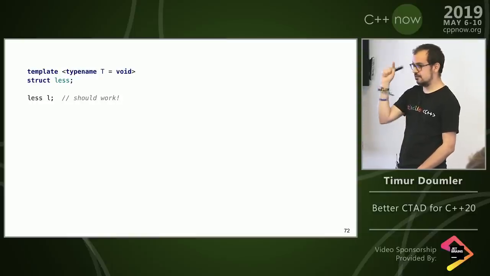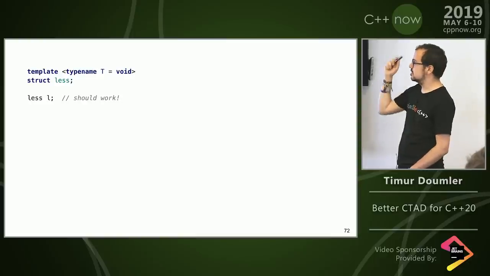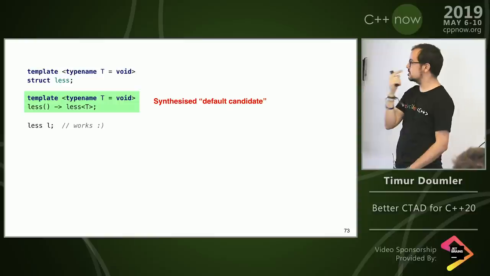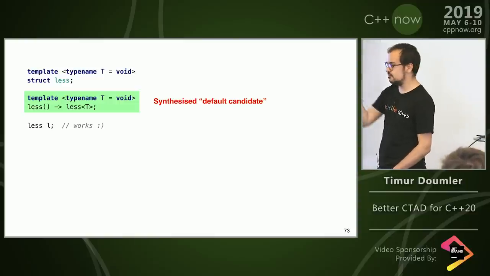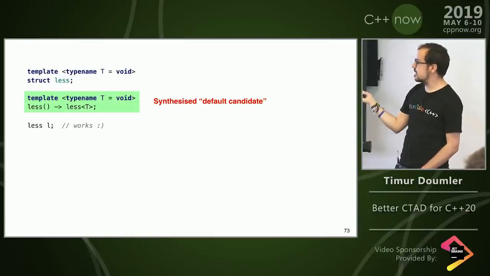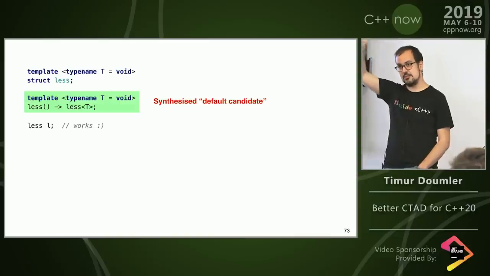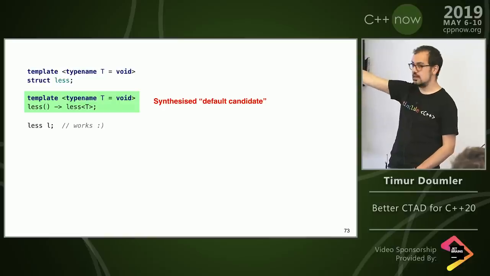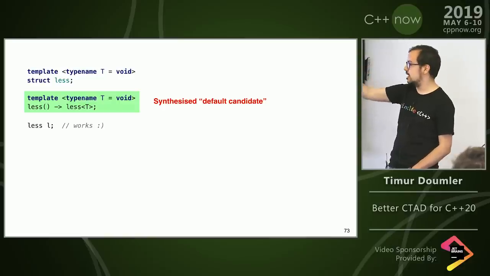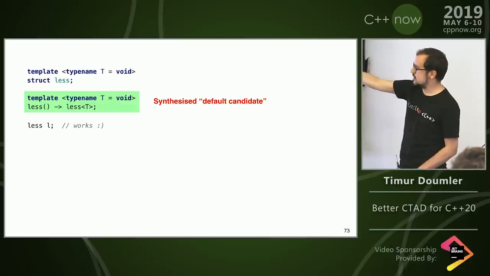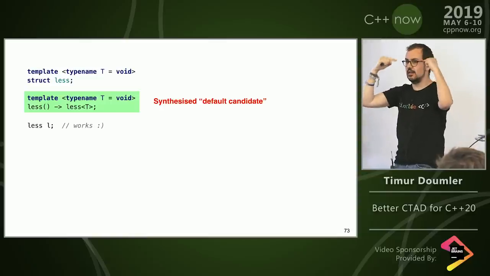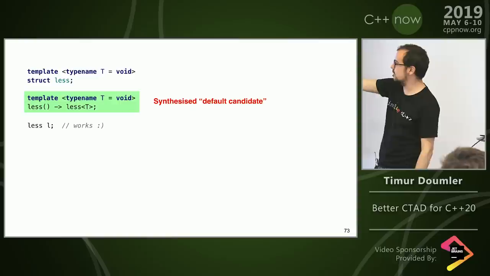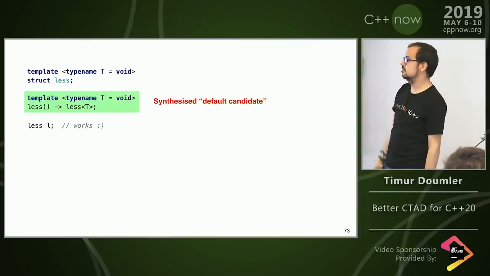It works because of this default candidate, which means that if it doesn't have any constructors, you're going to synthesize one additional guide, the default constructor candidate, which doesn't take any arguments at all, but it still takes the template arguments from the template. And if that has a default template argument, it's going to use that. If you look at this guide and run through your head the algorithm that I described earlier, the machinery, then you will see that the result will be less void.